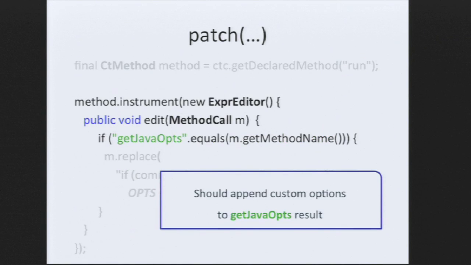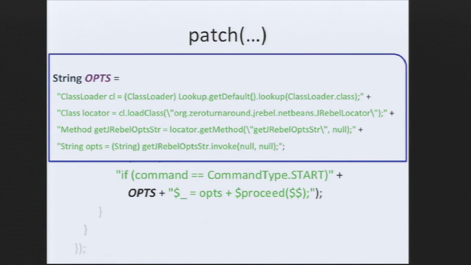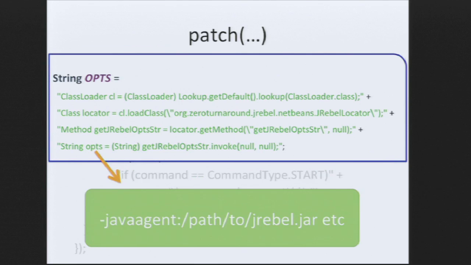All right. So basically, this is what is happening. According to the settings of the plugin, we can derive what is the path to the binary, to the JRebel agent, and just inject our own argument inside the run method.